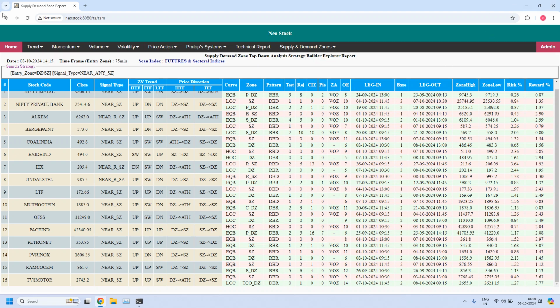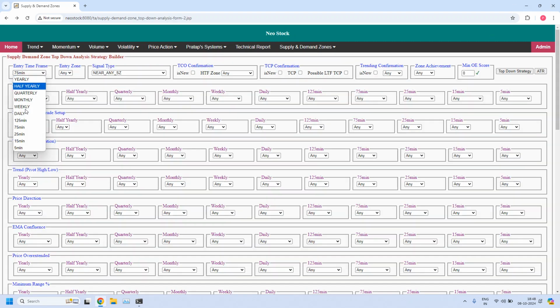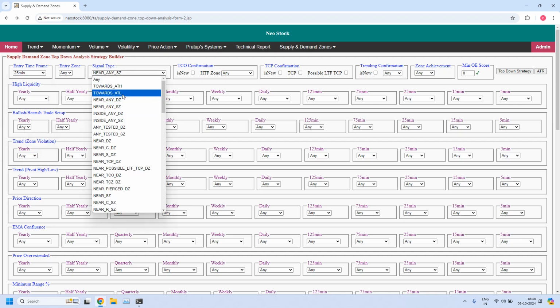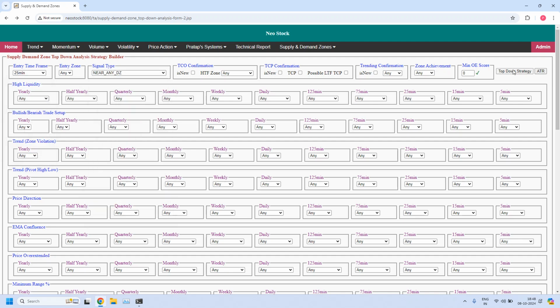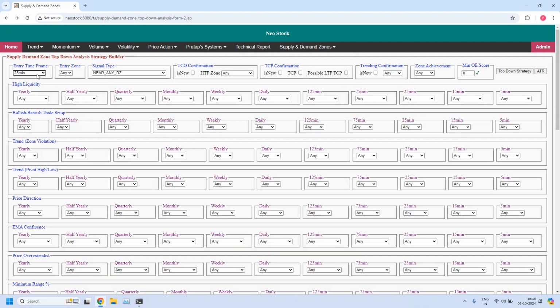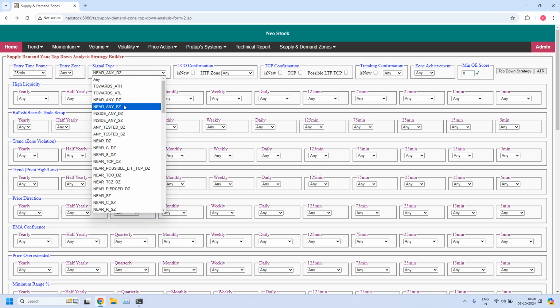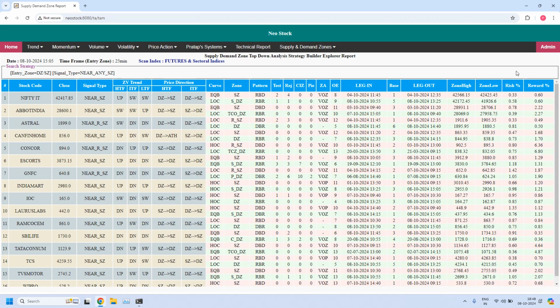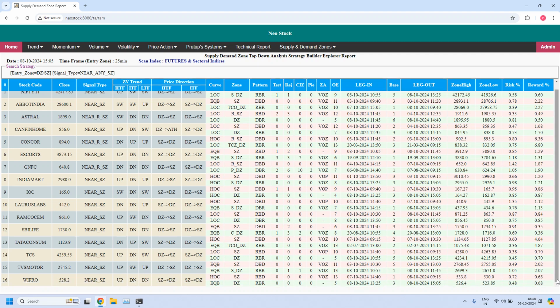Okay, the next time frame is 25 minutes. So let us find the stocks near 25 minutes demand zone. Next, for 25 minutes time frame, let us find the stocks near 25 minutes supply zone. Scrolling the list down.